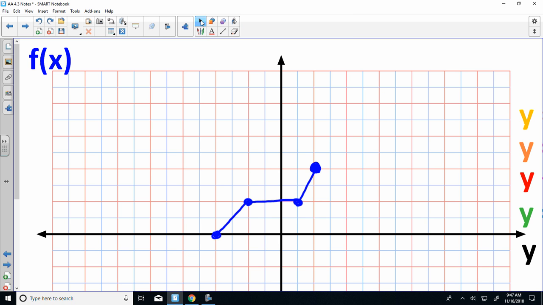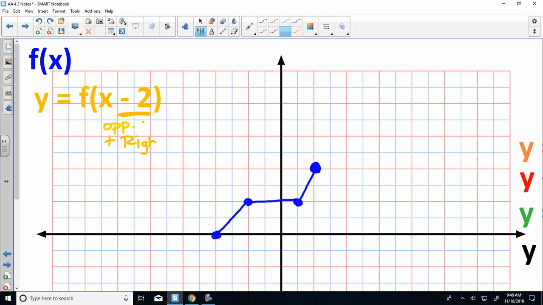So if we look at this one here, it says y equals f of x minus 2. Well, because this here is with the x, that means it is going to shift right or left. And because it is a minus 2, remember, it's the opposite action that happens. So we're going to go the opposite of a negative, which would be positive, or to the right 2 spaces for all of these coordinates.